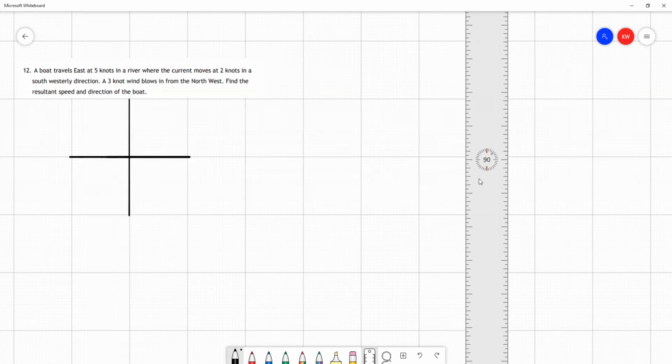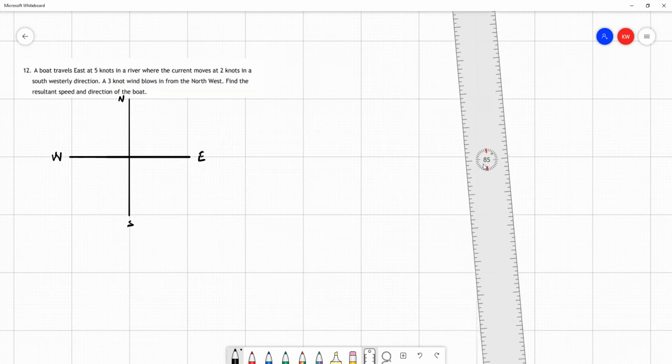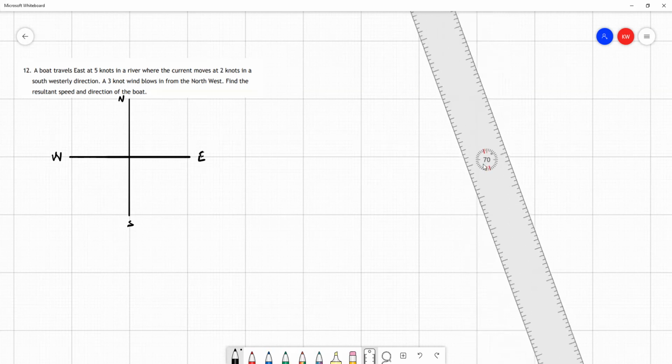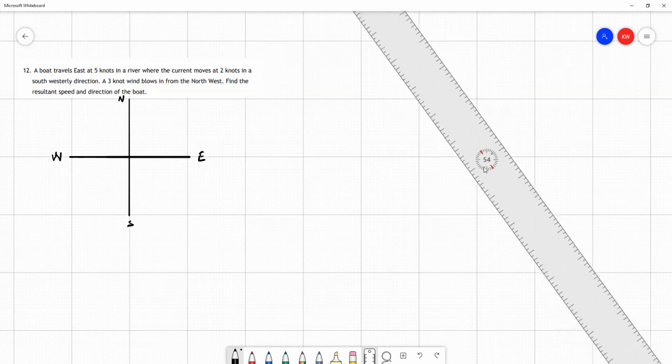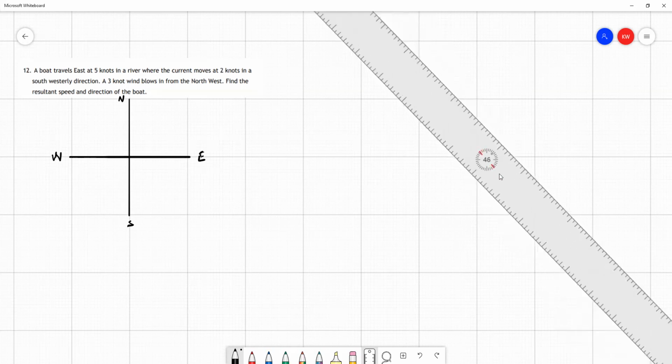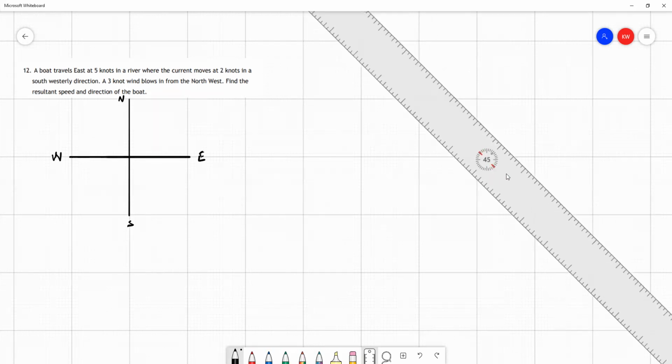So I'm going to mark these as north, south, west, and east. And we're going to write on some of the information we've been given in the question. And because it is compass points, we can identify northeast, southeast, and so on pretty readily.